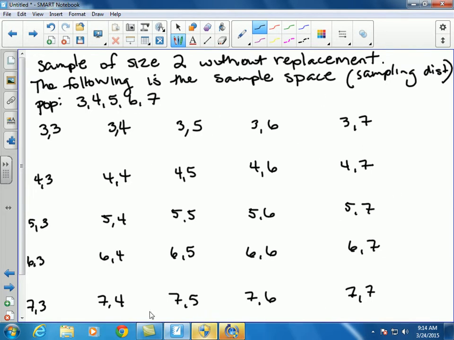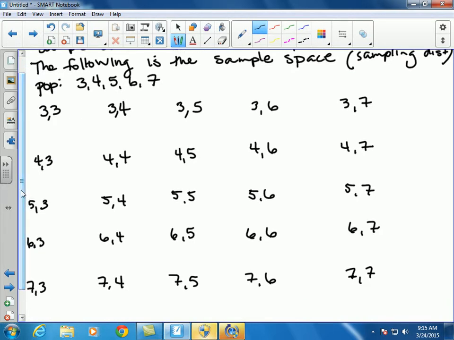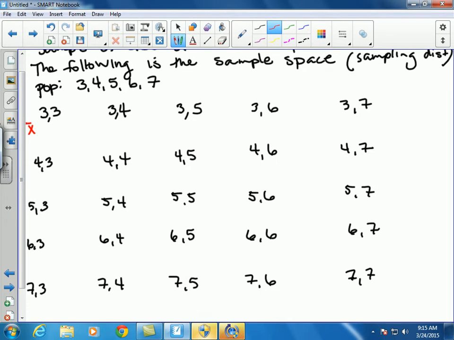this. So this is the sample space, the sampling distribution, and what I'm going to find for each one of those is the x bar. So between 3 and 3, x bar, the average, is 3. The average of 3 and 4 is 3.5. The average of 3 and 5 is 4. The average of 3 and 6 is 4.5. And the average of 3 and 7 is 5.